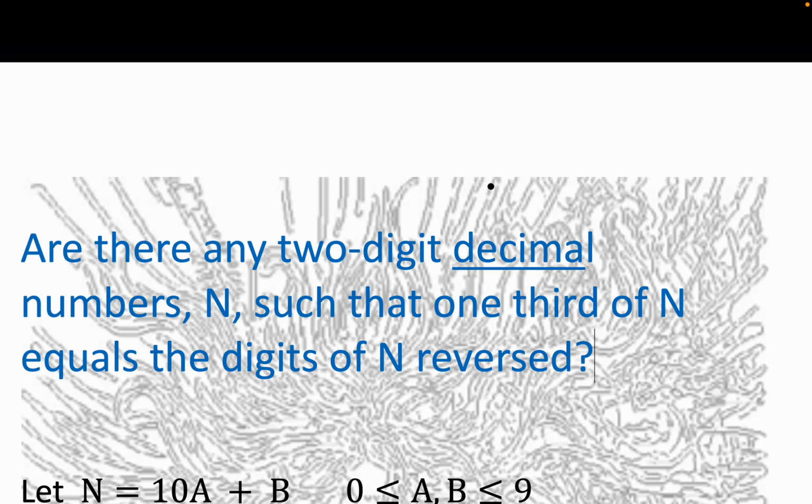I mean base 10. Now this problem turned out to be a little bit more popular than I thought. We're talking about a base 10 number, and it looks like an absurd question. Again, base 10 means decimal. Now, if you read the question, it says: are there any two-digit decimal numbers n such that 1/3 of n equals the digits of n reversed?